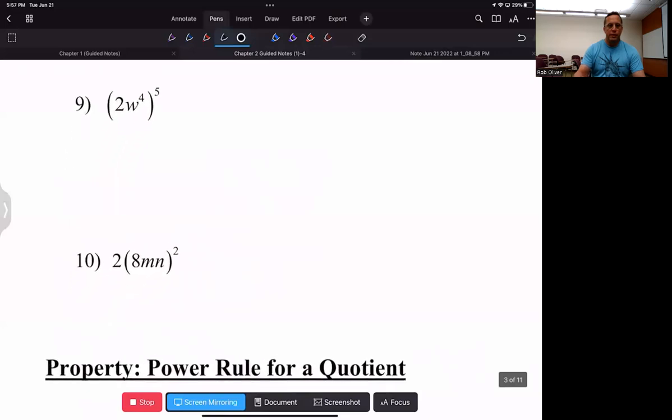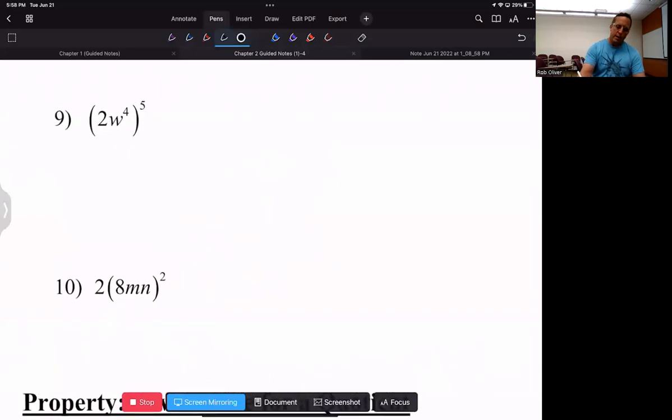All right, for number 9, we're going to apply that 5 to everything. So we have 2 to the 5th power, and then we're going to have w to the 4th, to the fifth. That's a power to a power. And that means multiply them. So 4 times 5 is 20.